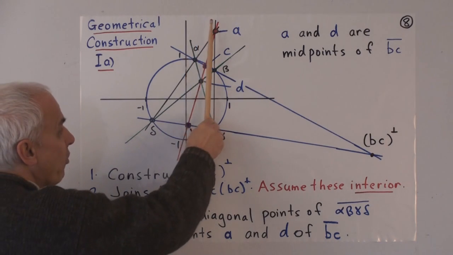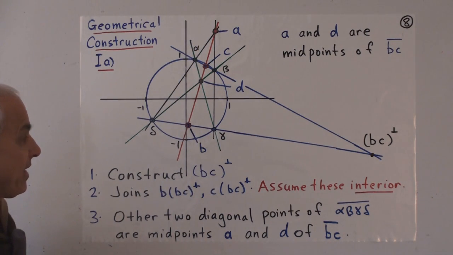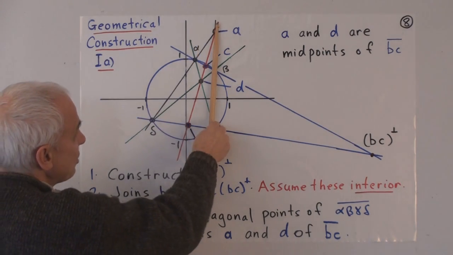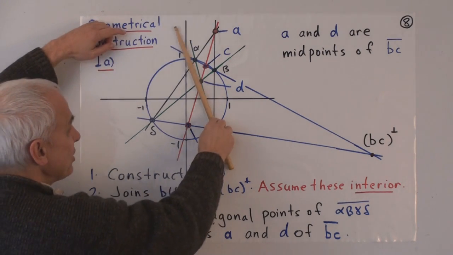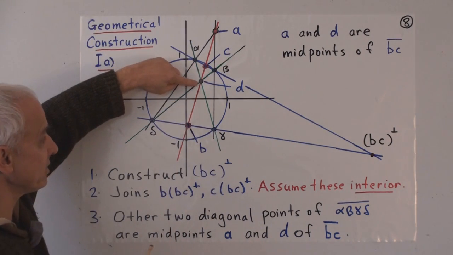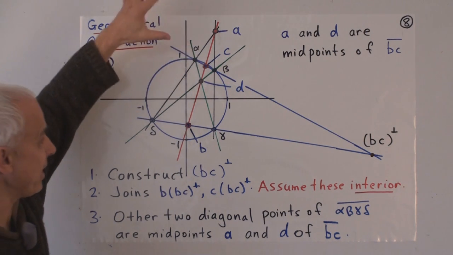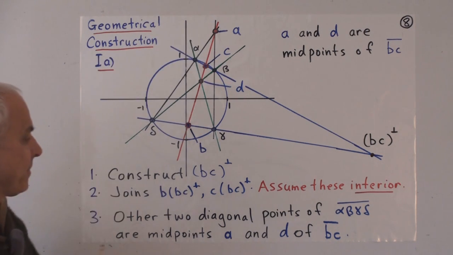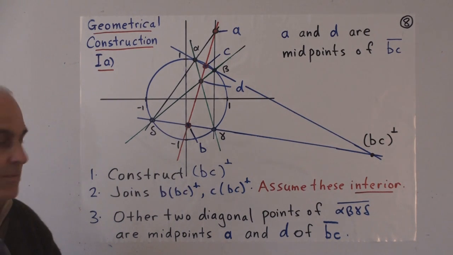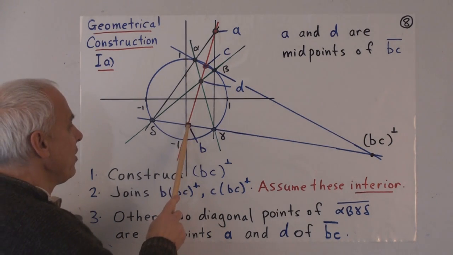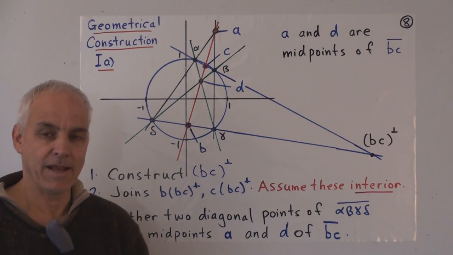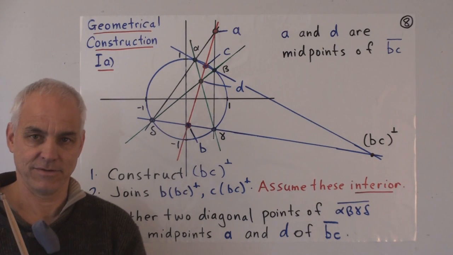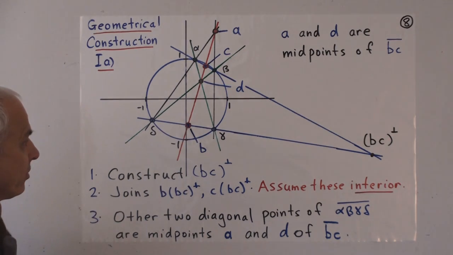Well, we just join those 4 points with lines in the other possible ways. So we can also join these 2 points and these 2 points. They will meet at some point A. And we can join these 2 and these 2. They will meet at some point D. And these points, A and D, are the midpoints. That's how we construct the midpoints of B and C. And let me show you how to check that.